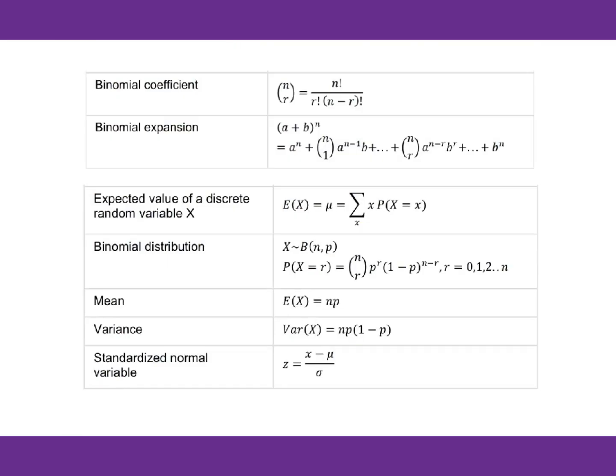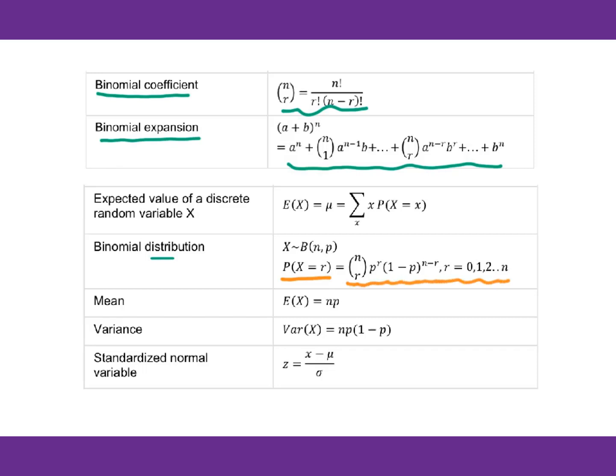For the formula booklet of the IB exam, you are given the binomial coefficient is this. Binomial expansion, it will be here. Then for the binomial distribution, the probability of X equals r will be this. And the mean of the binomial distribution equals n times p. And the variance of the binomial distribution equals np times 1 minus p.